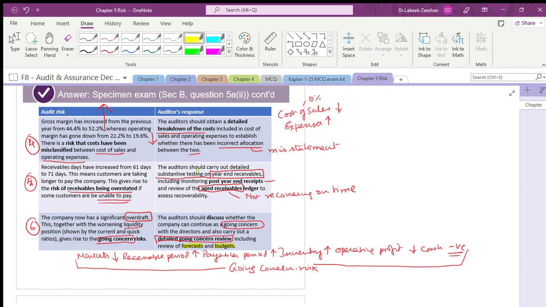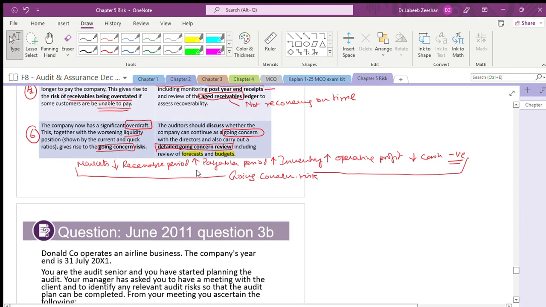And most of the time, whenever they give you this type of question, they will ask you to answer on the basis of ratio analysis only. Is it okay about this? Is it clear?